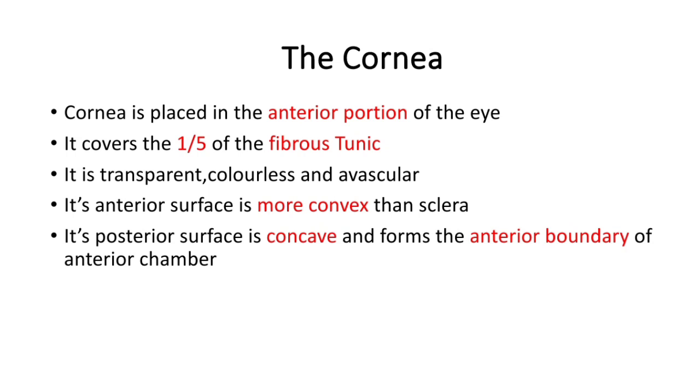First, in this fibrous tunic, we are going to see about the cornea. The cornea is placed in the anterior position of the eye, which means the front portion of the eye. It covers only 1/5 of this fibrous tunic. The fibrous tunic comprises both cornea and sclera, but only a small portion is the cornea and 4/5 is the sclera. The cornea is the transparent, colorless and avascular portion.